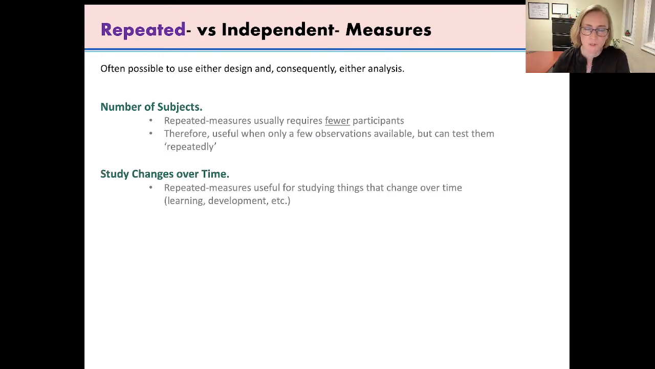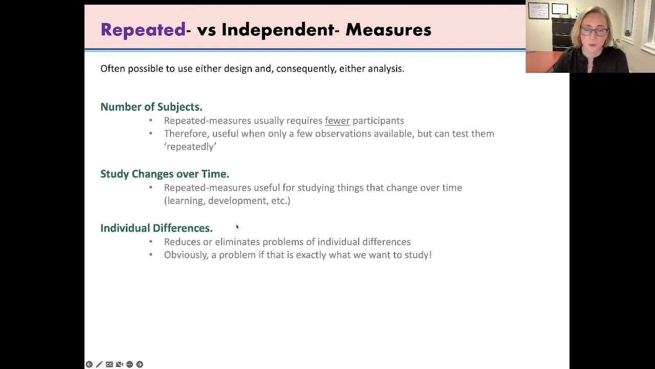If a study changes over time, you would really want to use that repeated measures t-test. So time moves on, right? We can take multiple samples over time. If we have a research study that looks at learning in particular, or a longitudinal study, childhood development, or drug abuse progress, something where there's this change over time, repeated measures is usually the way to go, because you're testing repeatedly on the same person.